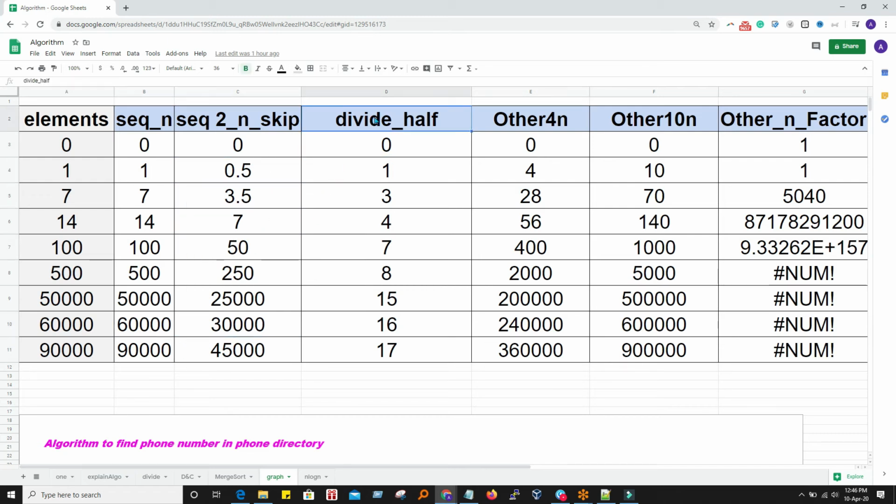Divide half. This is divide and conquer. Whatever we have discussed before in this session is this algorithm. This is a very good way of searching a number. For example, if you have a book with 90,000 pages, you could solve the problem in 17 steps.